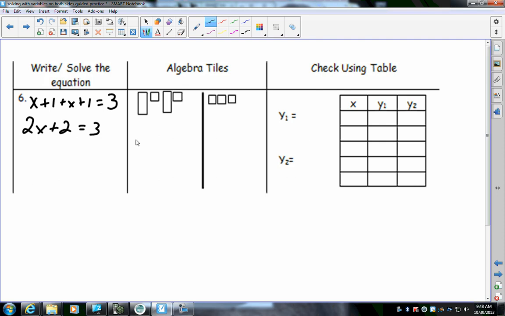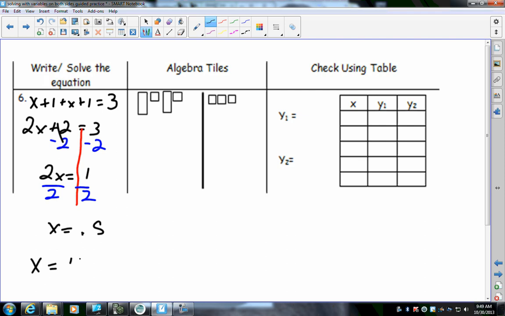Now this is just a two-step equation, because the x's are already on the left-hand side. So you should have subtracted 2 from each side. 2x equals 1. Divide by 2. x equals 0.5, or you can write x equals 1/2.